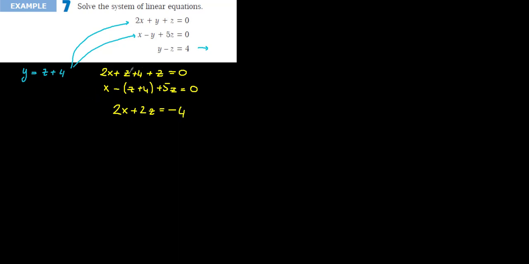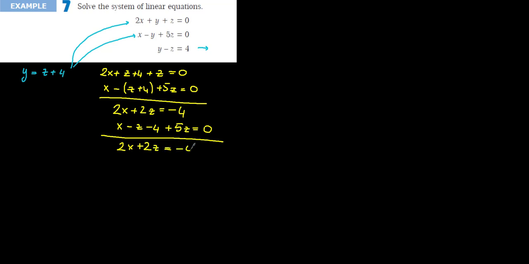As you see, 2x plus 2z. Then the second equation, first I need to open the parentheses. I'm going to go step by step. x minus z minus 4 plus 5z is equal to 0, which gives 2x plus 2z equal to minus 4. And the second one, x plus minus z plus 5z, it's going to make 4z, is equal to 4.